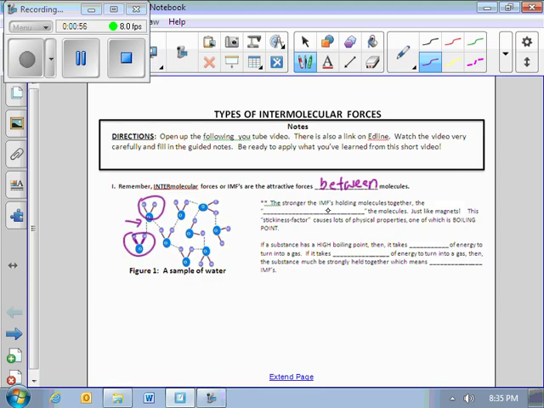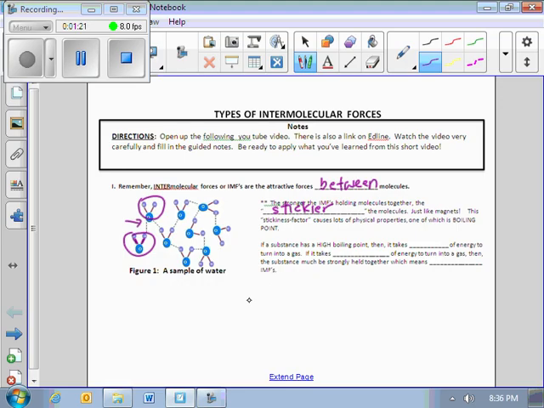The stronger the intermolecular forces holding molecules together, the stickier the molecules. It's like magnets. So this water molecule is sort of sticky to this water molecule. The strength of that stickiness is what IMFs are all about. The stickiness factor can cause a lot of physical properties, one of which is boiling point. So let's talk about boiling point.